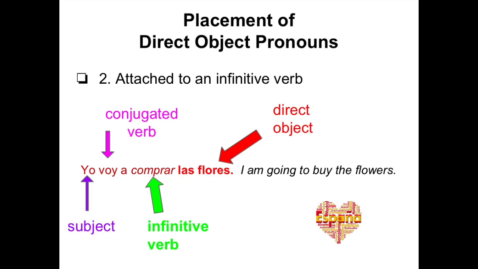My direct object is still las flores and still receives the action of the verb. It is still the thing that is going to be bought. The direct object pronoun las will still replace las flores because it agrees in gender and in number.